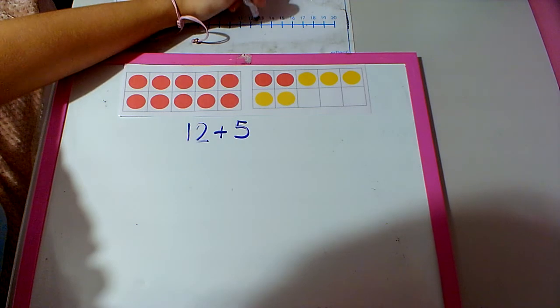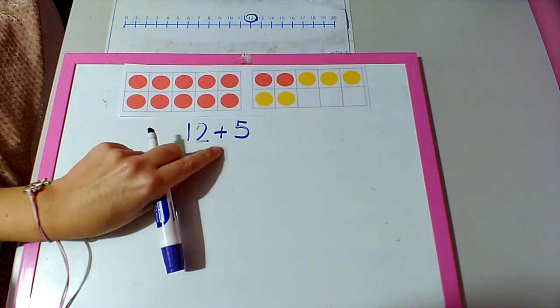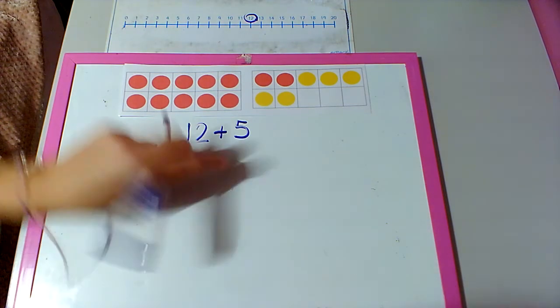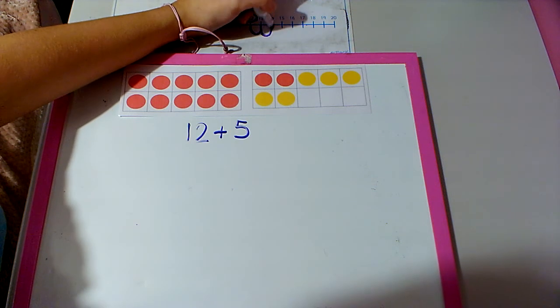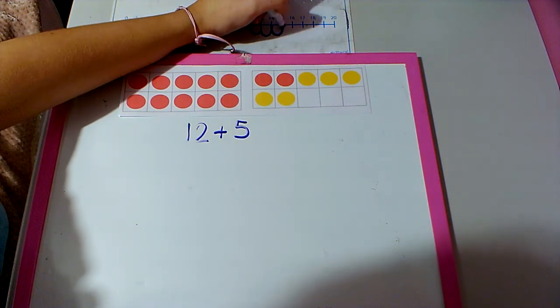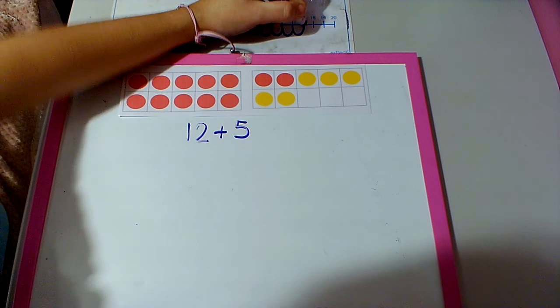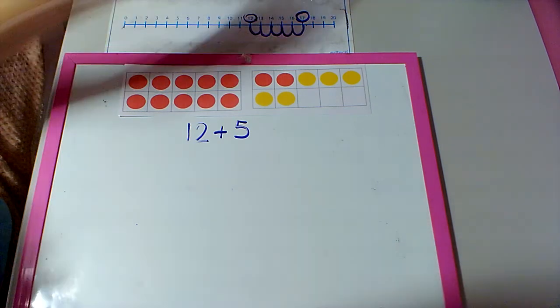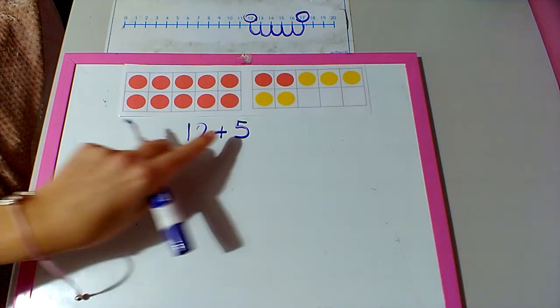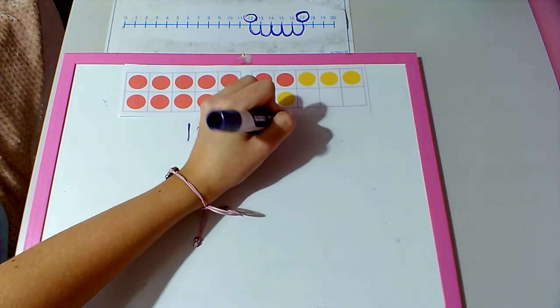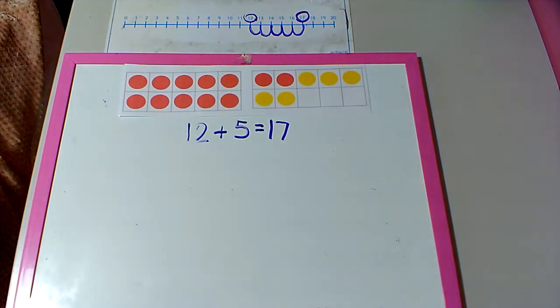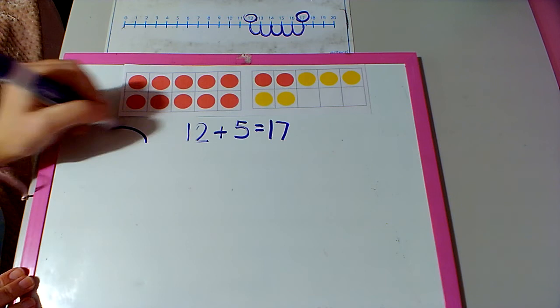So we need to find 12 first. And we are adding on 5, so we are adding on 5 steps. Everybody count with me. 1, 2, 3, 4, 5. We've landed on 17. So 12 add 5 equals 17. Let's put that into our part-whole model.